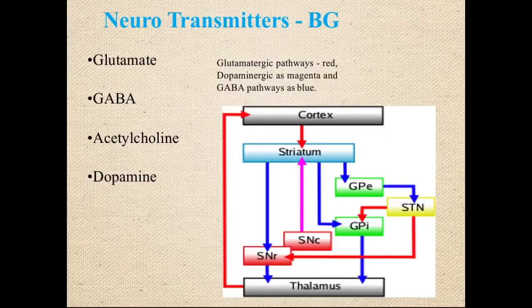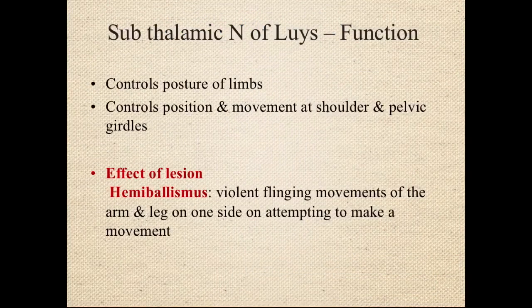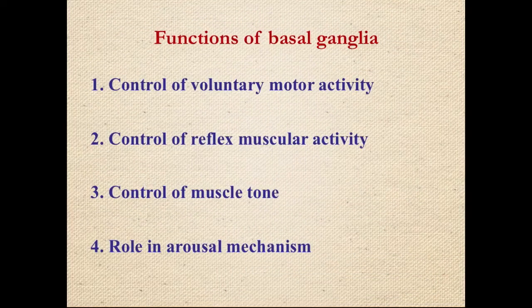So, by doing all these connections, we can say what the functions of the basal ganglia are. First is control of the voluntary motor activity. Like if you want to pick up a pen, just now I gave you the example that a pen is kept a little far on your side and you have to pick it up. That is the voluntary motor activity. Second is control of the reflex muscular activity. Reflex will be involuntary, right? Then the control of the muscle tone and role in arousal mechanism.